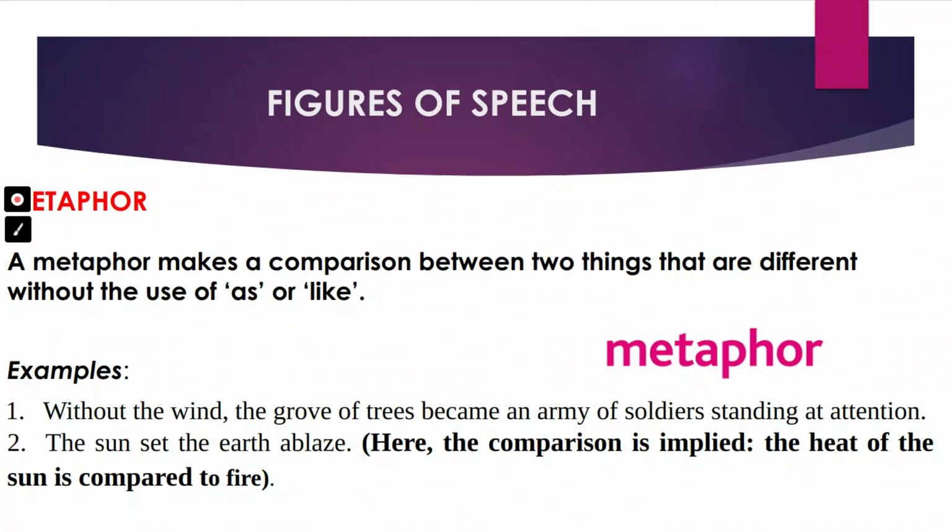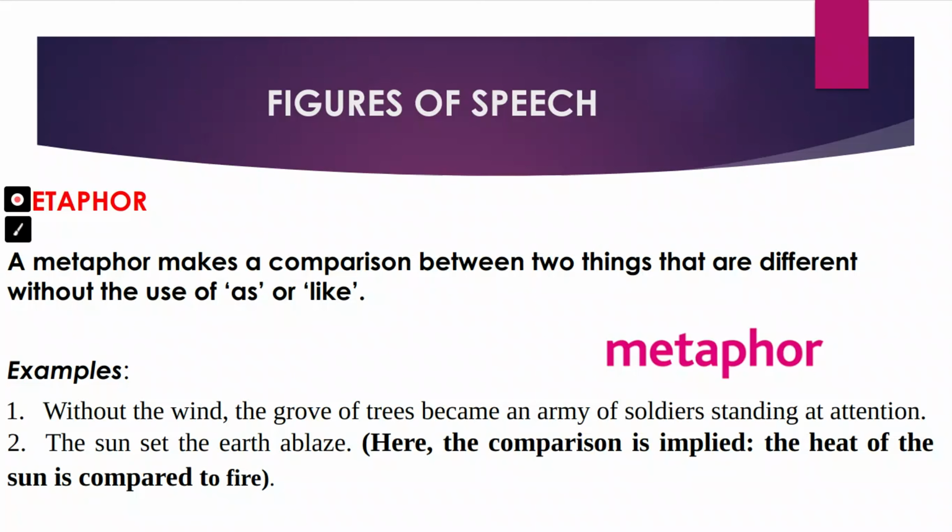Number 2, the sun set the earth ablaze. Now, there are some examples of metaphors, many to be exact, where the comparison is not direct. Rather, the comparison is implied. So you have to be able to read between the lines now in order to figure out what two things are being compared. Example 2, the sun set the earth ablaze.